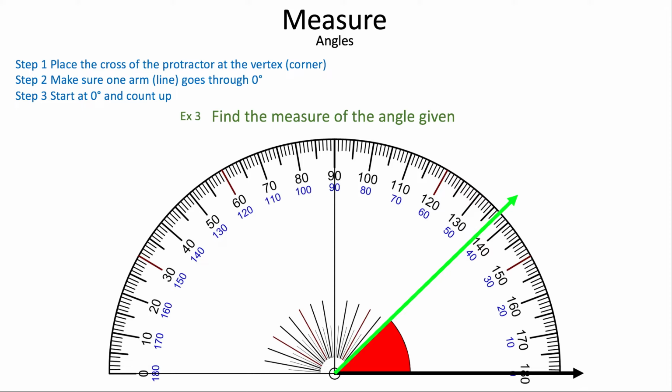Step 1, place the cross of the protractor at the vertex. Step 2, make sure one arm goes through 0 degrees. This time the 0 degrees is on the other side. That's okay. Step 3, start at 0 degrees and count up.